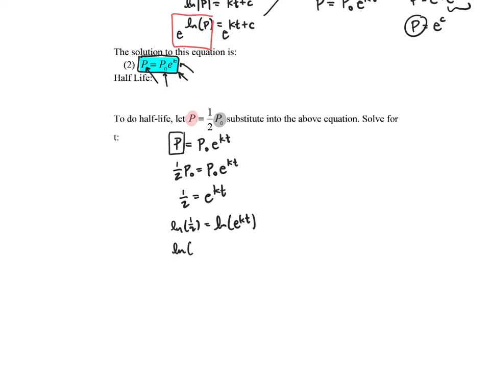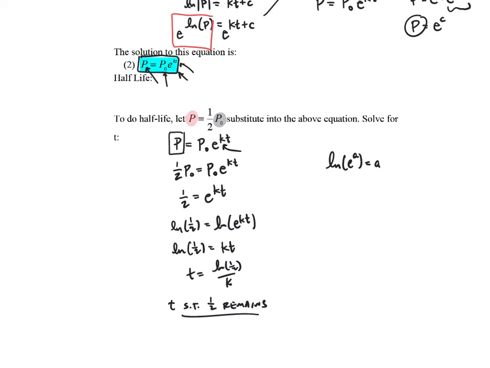On the left side, I'm going to leave things alone. On the right side, I'm going to use a property of logarithms, which tells me that the natural log of e to the a is actually equal to a. Thus, this is equal to kt. Now I solve for t. t is equal to ln of a half over k. So if I know this constant k, depending on the scenario, I can take ln of 1/2 over k, and this gives me the amount of time t such that the half-life occurs, half remains.